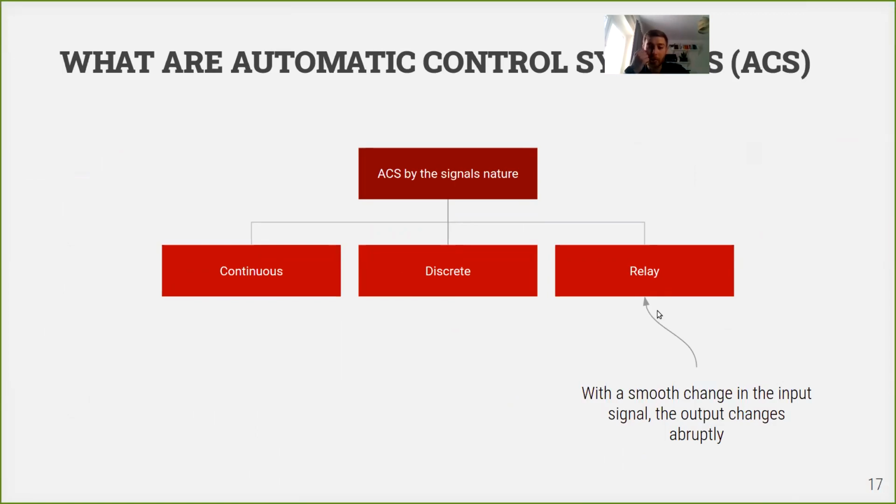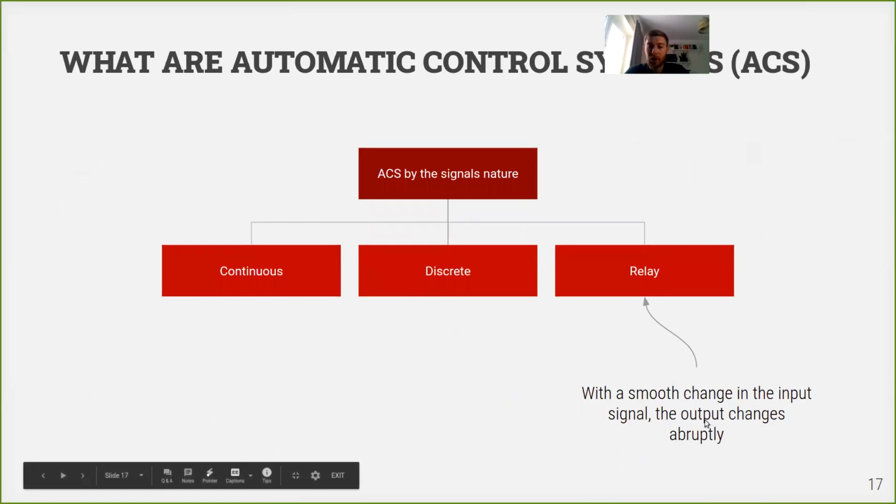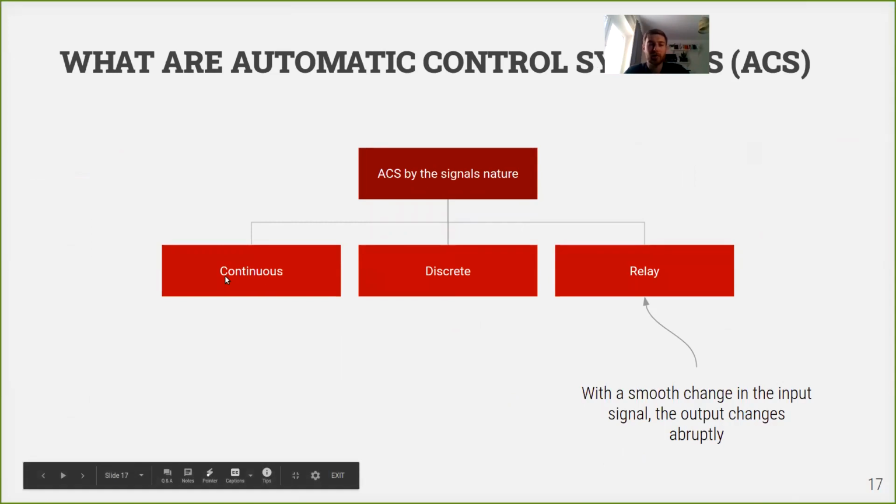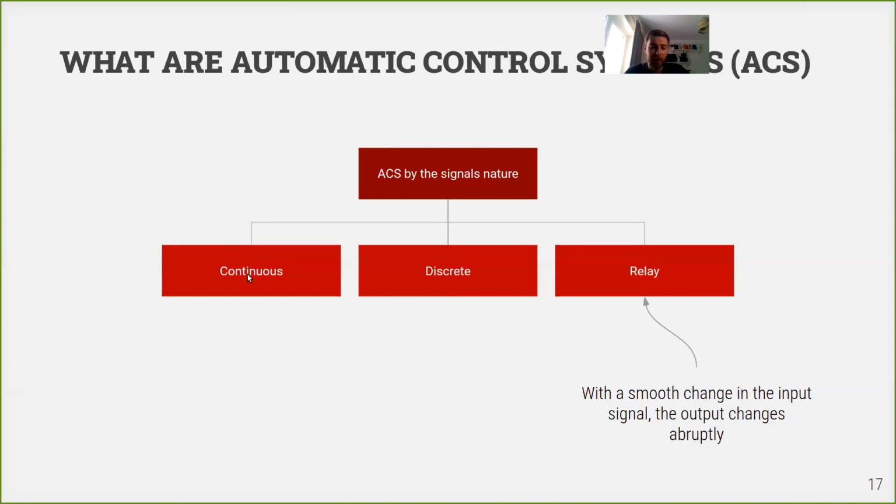Such types of systems mean that a smooth change in the input signal changes the output abruptly or in steps. So imagine we could change the force applied to the gas pedal in a really smooth manner, as in reality this is a continuous signal, right? And the fuel supply level would change step by step. So this would be a relay system.